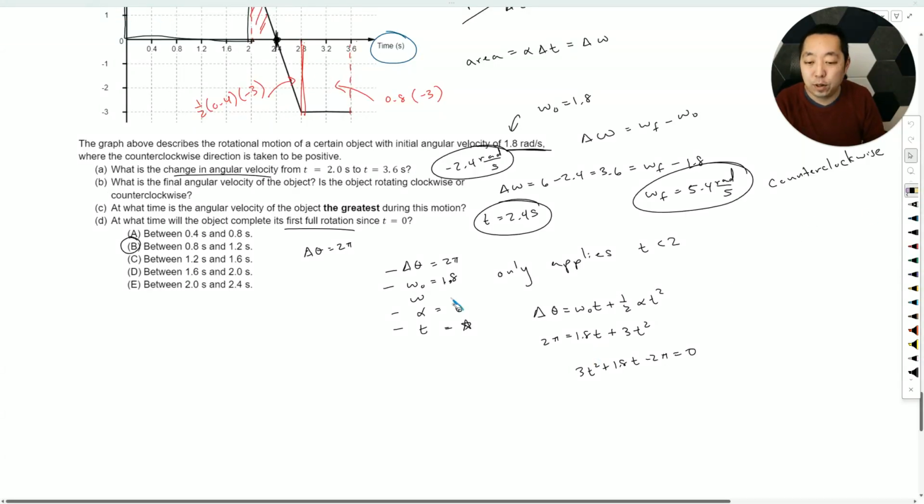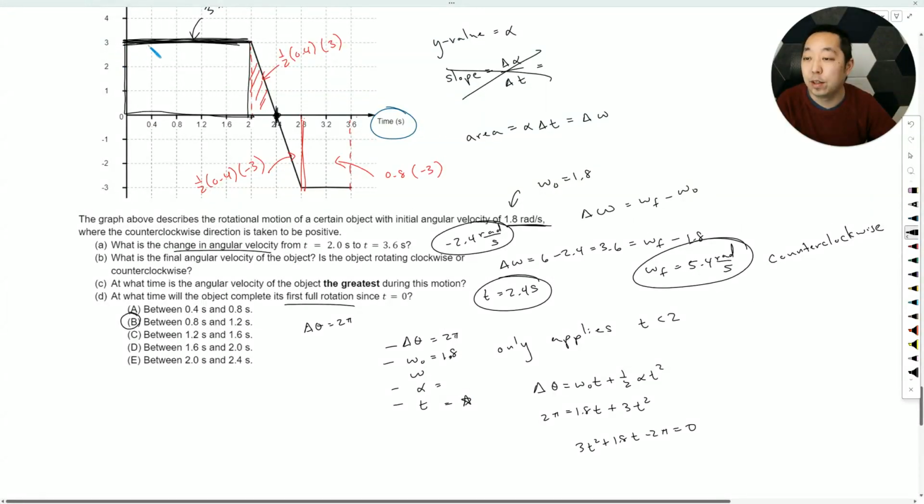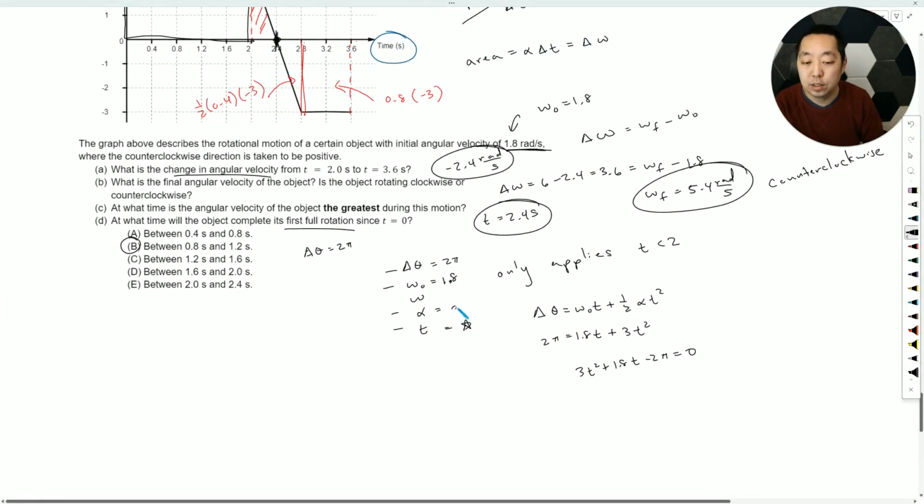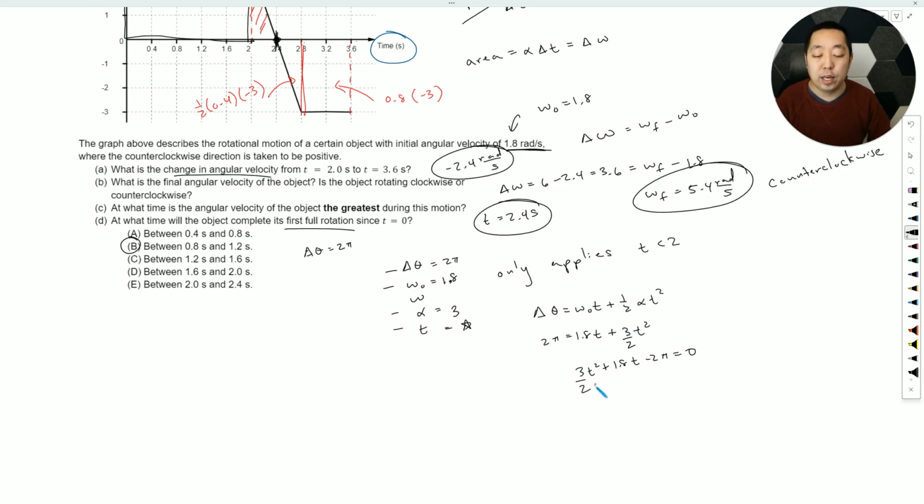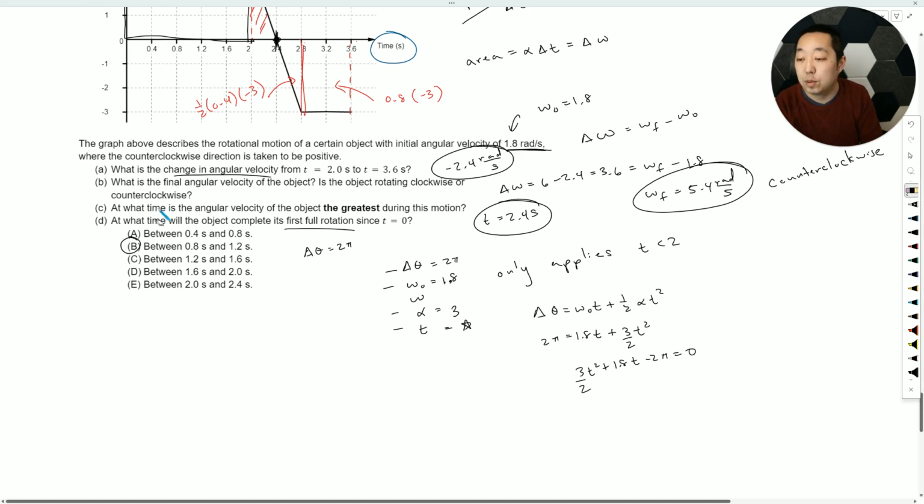Quick correction on my last part on the work here. I didn't read the y value of the angular acceleration correctly. The y value of the angular acceleration is actually 3. So when we plug it in to the calculator, alpha was 3 instead, so this is 3 over 2 t squared. Again, if you use a calculator to find an answer, and you could test different answers if you wanted to, you'll find that the time is between 1.2 and 1.6 here.